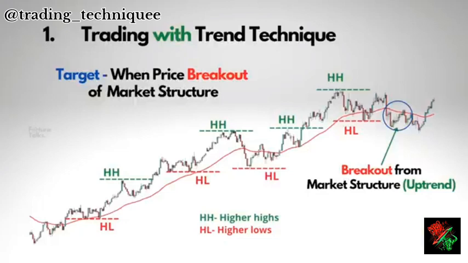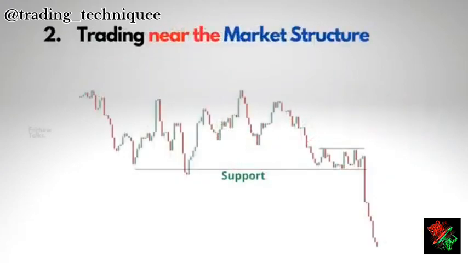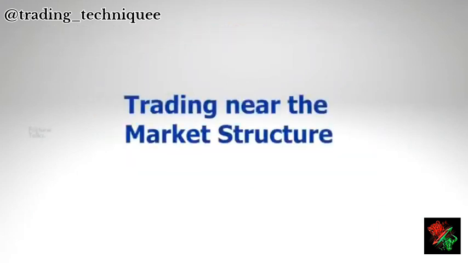That is, when the market stops forming the higher highs or higher lows is the time to exit the trade. So you can place a similar entry and exits for a downtrend with proper modifications. Moving on to the second strategy, which is trading near the market structure or an area of value.